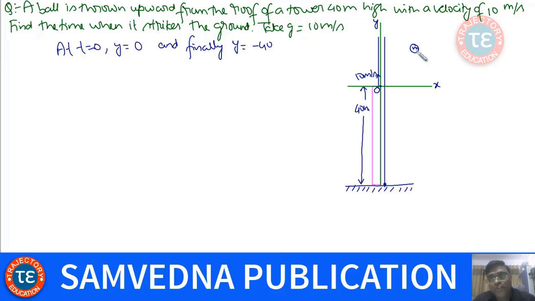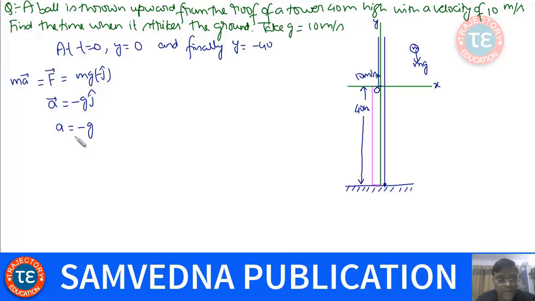and when the body is in motion, force acting on the body is mg in downward direction. So force acting on the body is mg minus j cap, and this will be equal to mass into acceleration. So your acceleration is g minus j cap, or the magnitude of acceleration is minus g, right? And this is equal to what? dv by dt, right?